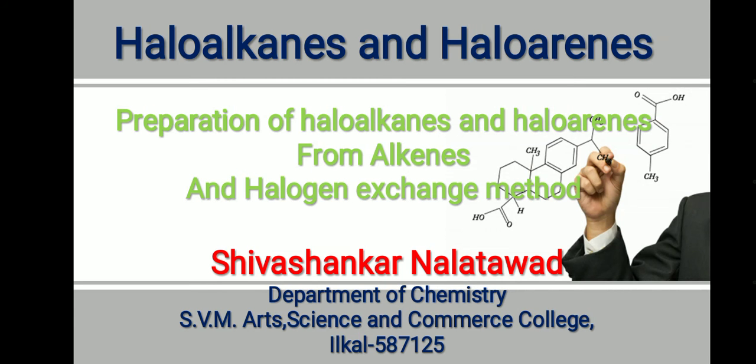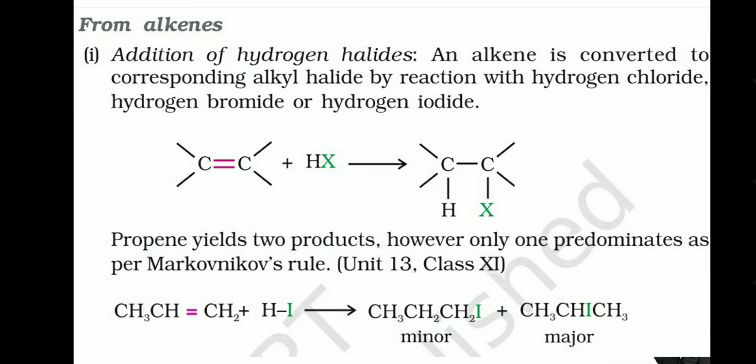Hello students, in this video we will see how to prepare alkyl halides from alkenes and also the halogen exchange method. From alkenes, here alkenes are the starting material. For symmetrical hydrocarbon, alkene is converted into alkyl halide by reacting with hydrogen halide, where halide X is chlorine, bromine, iodine and fluorine.